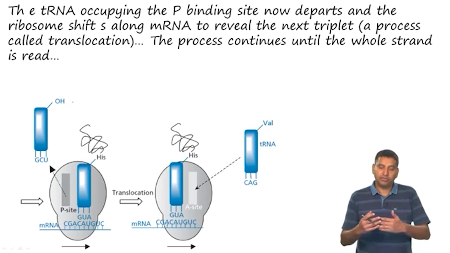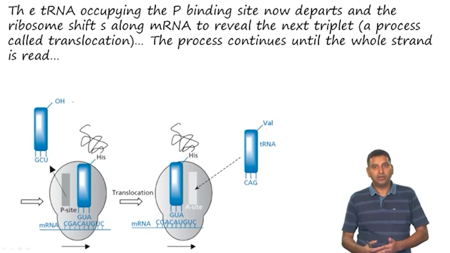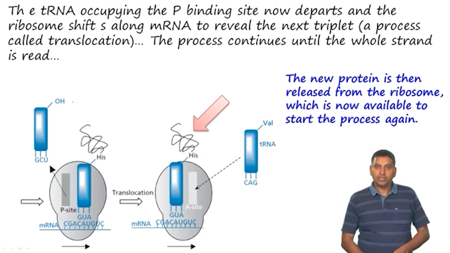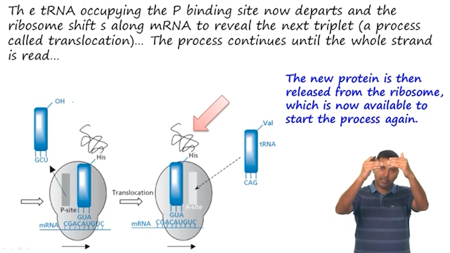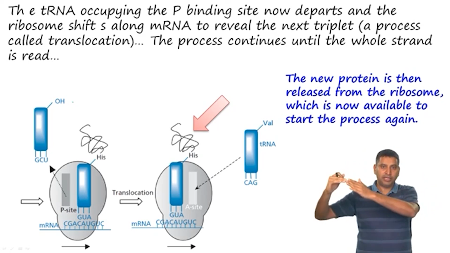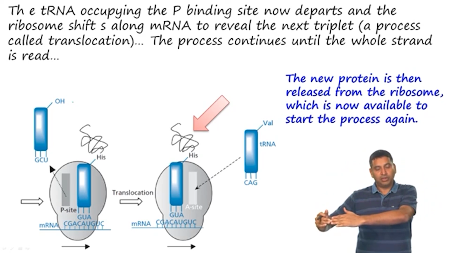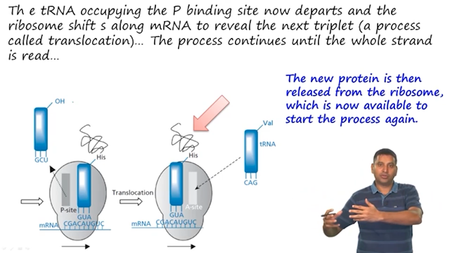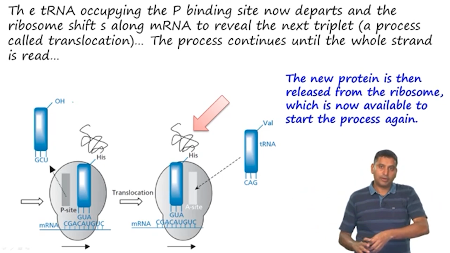And you can imagine that this process goes on and on until the entire strand of information is read. Okay. So, the new protein is then released from the ribosome, which is now available to start the process once again. So, therefore, from DNA the information is transferred to mRNA, and then mRNA migrates to the ribosome, and here rRNA and tRNA in concert are able to synthesize the protein.